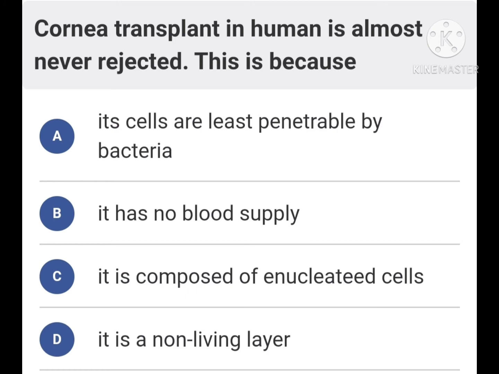This is because option A, its cells are least penetrable by bacteria. Option B, it has no blood supply. Option C, it is composed of enucleated cells. Option D, it is not a living layer.